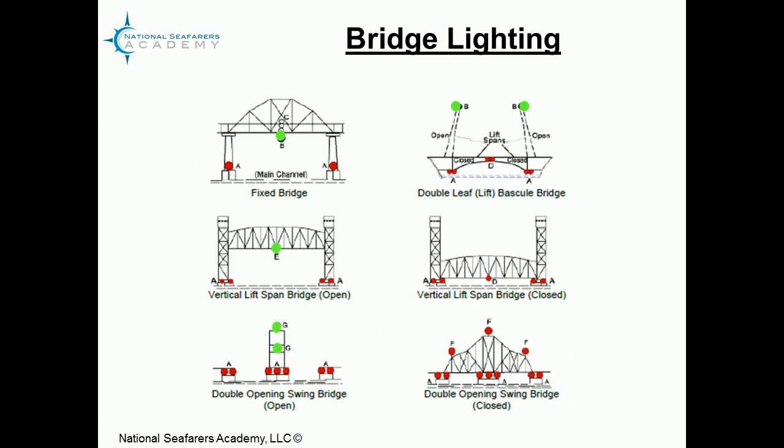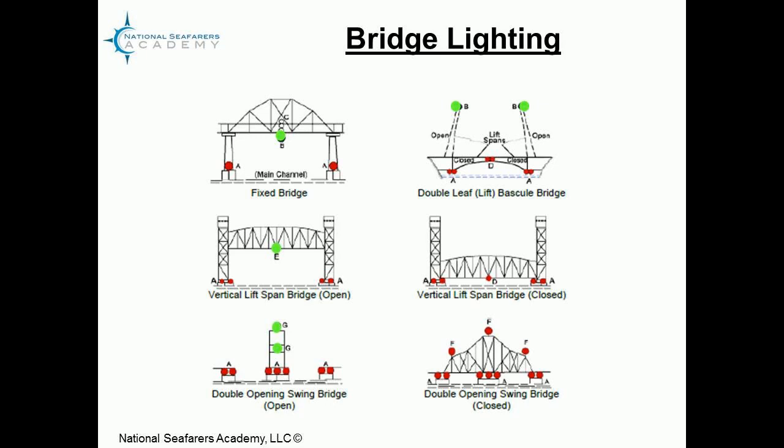Lighting for bridges in U.S. waters. The Coast Guard prescribes certain combinations of fixed lights for bridges and structures extending over waterways. In general, red lights are used to mark piers and supports, and green lights mark the center line of the navigable channel through a fixed bridge. If there's more than one channel through the bridge, the preferred route is marked by 3 white lights placed vertically, as shown by letter C on the fixed bridge example.